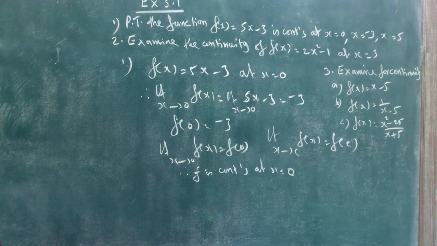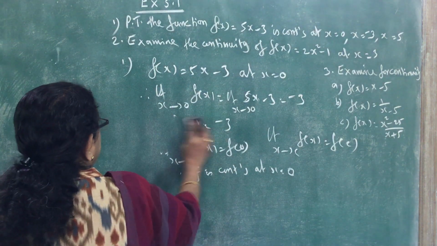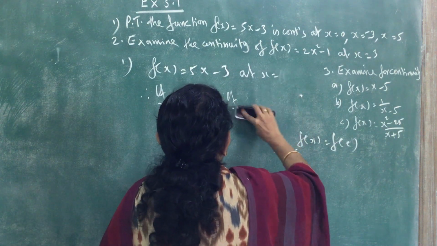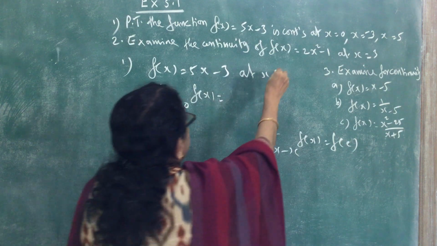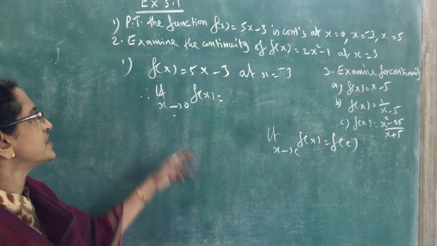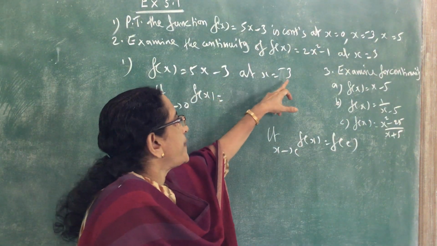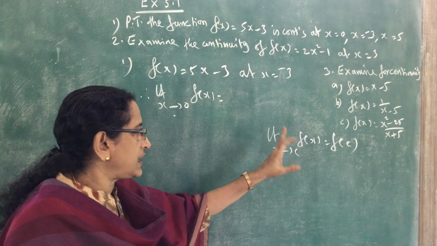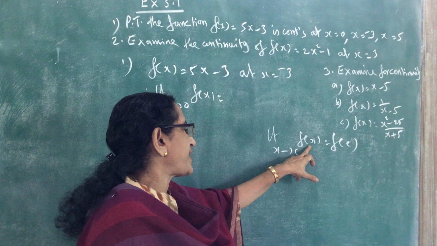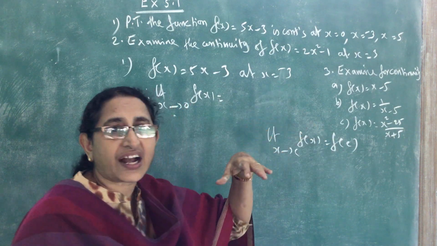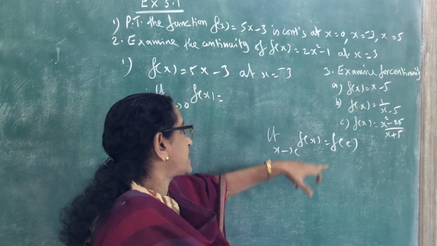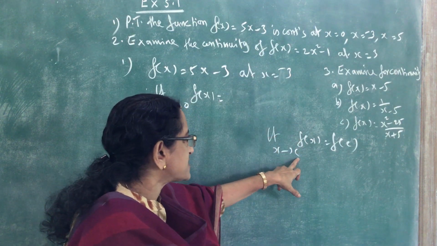So now we'll check the continuity at x equal to minus 3. Next point, x equal to minus 3. We have to check whether the function is continuous at x equal to minus 3. If the function is continuous at x equal to c, limit x tends to c, f of x equal to f of c. Here in the place of c, you have to write minus 3. So we have to find limit x tends to minus 3 f of x.